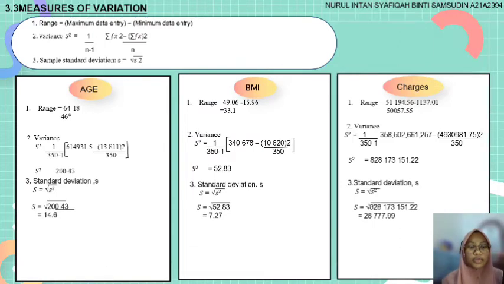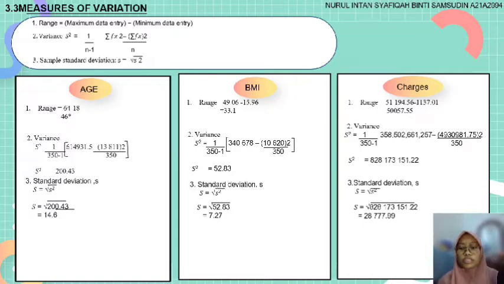3.3, measure of variation. Number 1, range, which is maximum data entry minus minimum data entry. Number 2, variance. Number 3, sample standard deviation. The range of age is 33.10, variance is 200.43, and standard deviation is 14.6. Next, the range for BMI is 33.1, variance is 52.83, and standard deviation is 7.27.